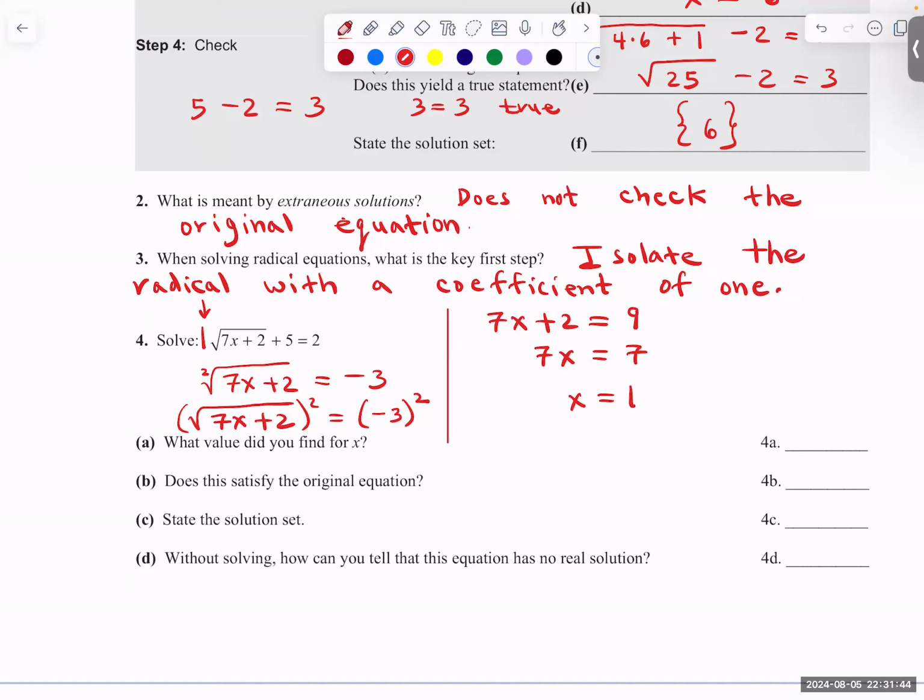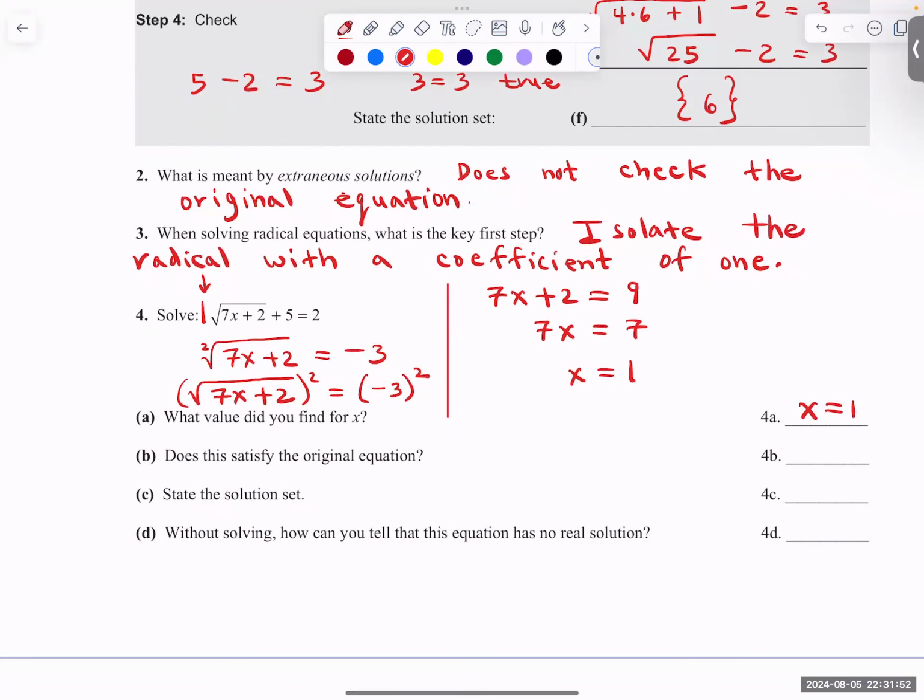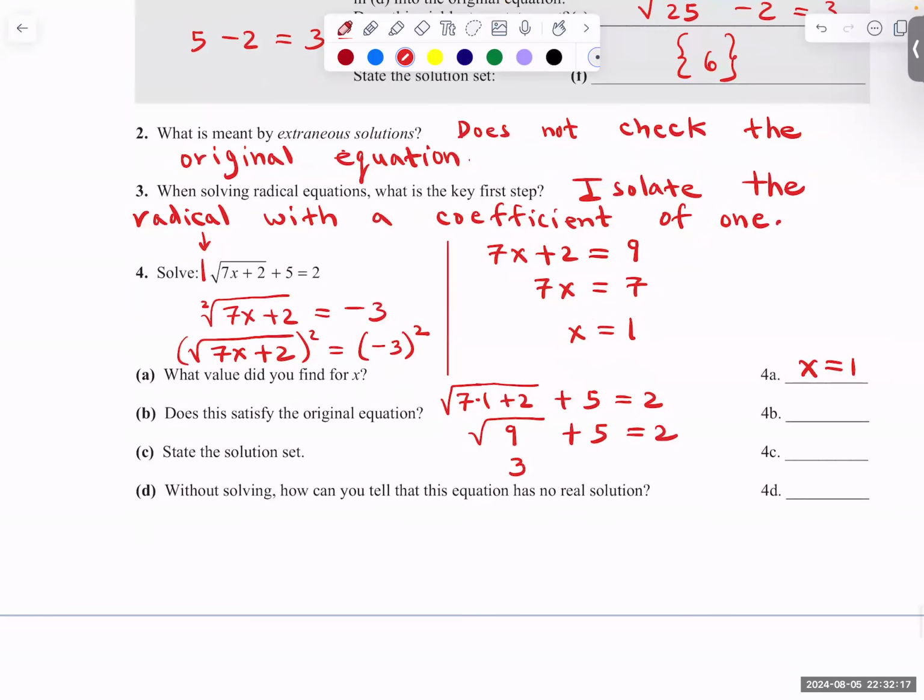So part A, what value did we find for x? We got x equals 1. Does it satisfy the original equation? So let's plug in 1 to verify. Check the solution. We have 7 times 1 plus 2, add 5. Does that equal 2? Well, that's the principal square root of 9, add 5. Does that equal 2? 3 plus 5 does not equal 2. This is false.